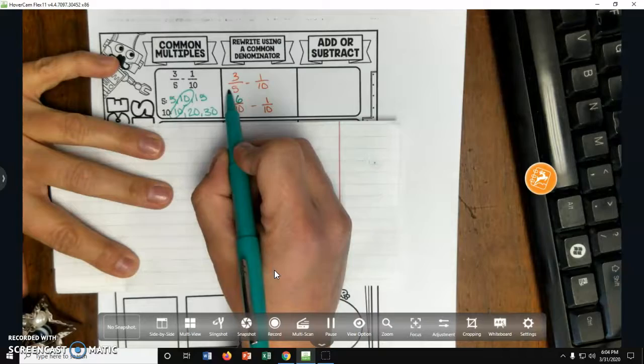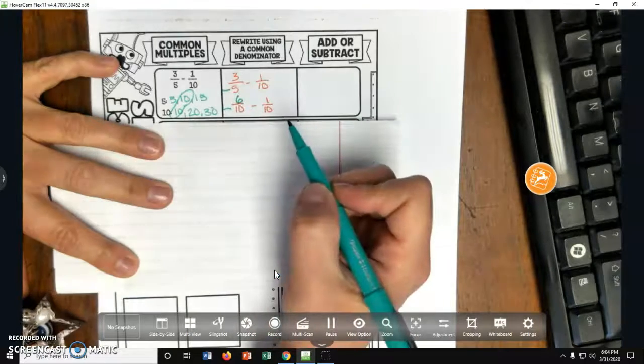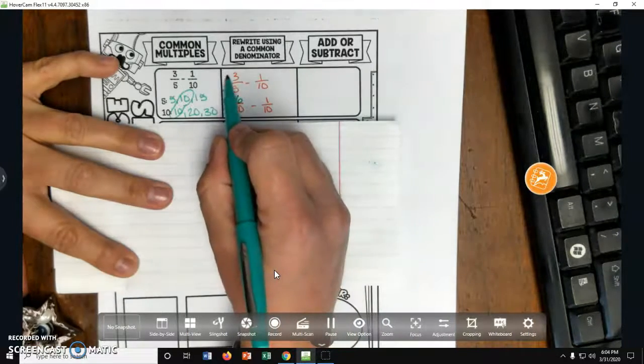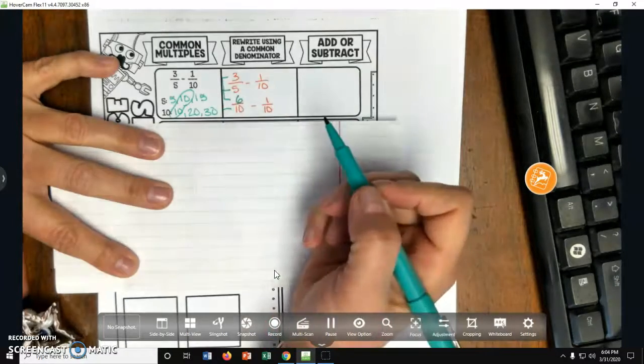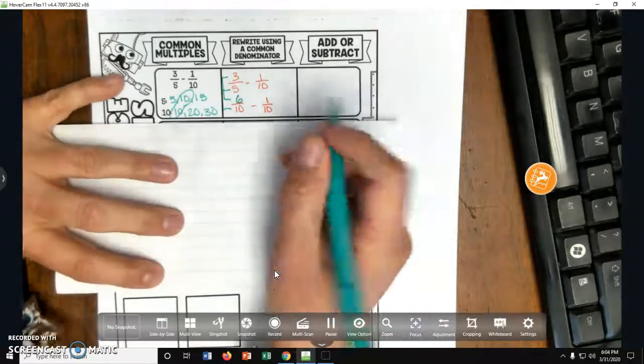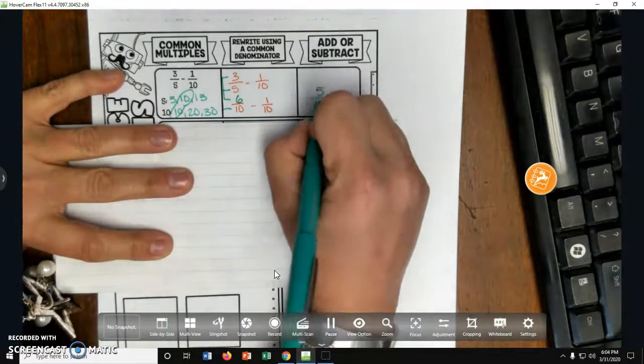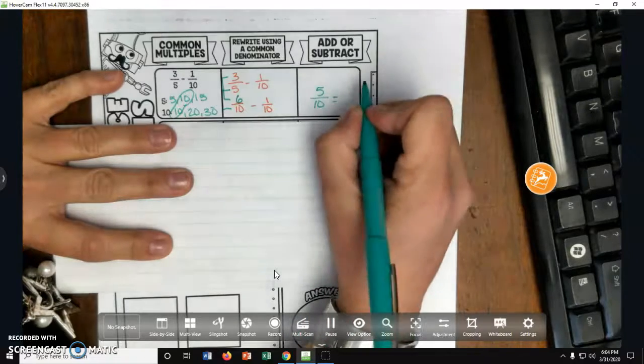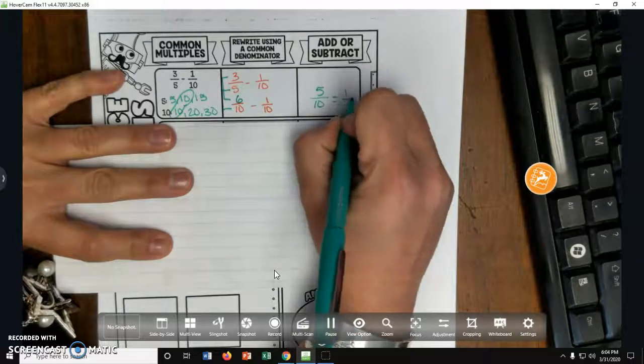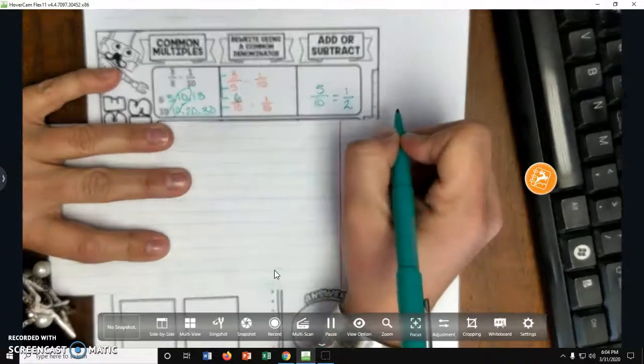Okay? Think about it this way. I'm doubling that 5 to get to 10. I have to double that 3 to get to 6. All these different ways to start thinking about it. 6 tenths minus 1/10 is going to leave me with 5 tenths. We know that 5 tenths is the same as 1/2.